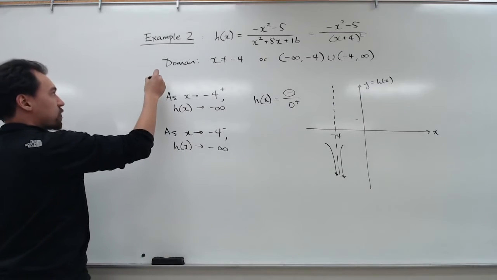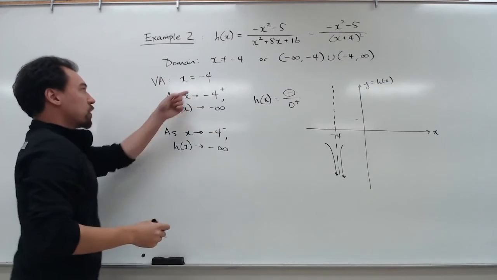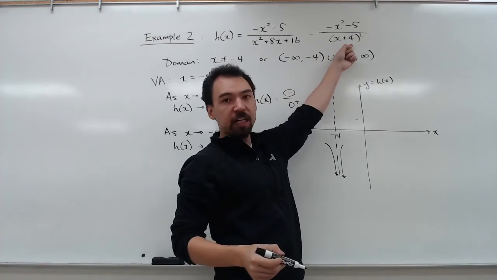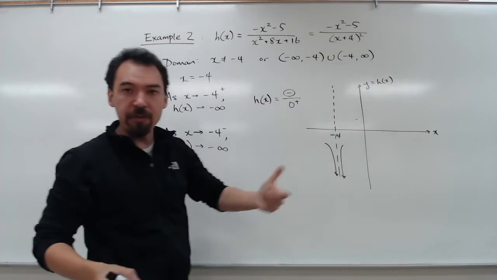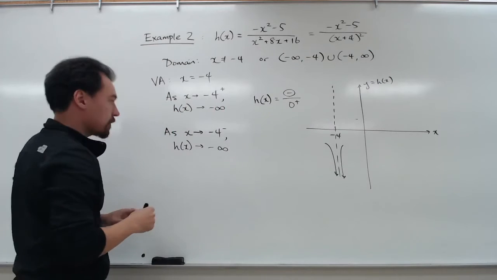This behavior tells me I have a vertical asymptote at x equals negative 4, corresponding to the fact that if I plug in negative 4, I would end up dividing by 0. That's how we get vertical asymptotes.